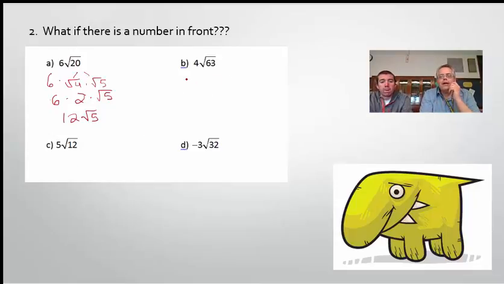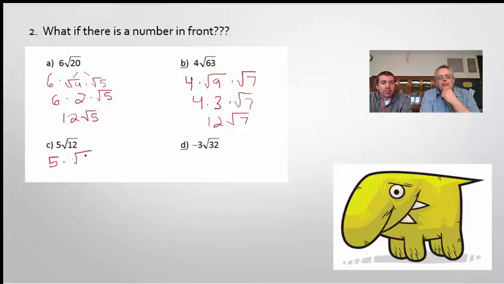So whatever we would have gotten, we just multiplied by 6. All right, next one. 63 is 9 and 7. 4 times 3 times 7. 12 square root 7. What about this one? 5 times square root of 4 times the square root of 3. 5 times 2, root 3, which is 10 root 3.